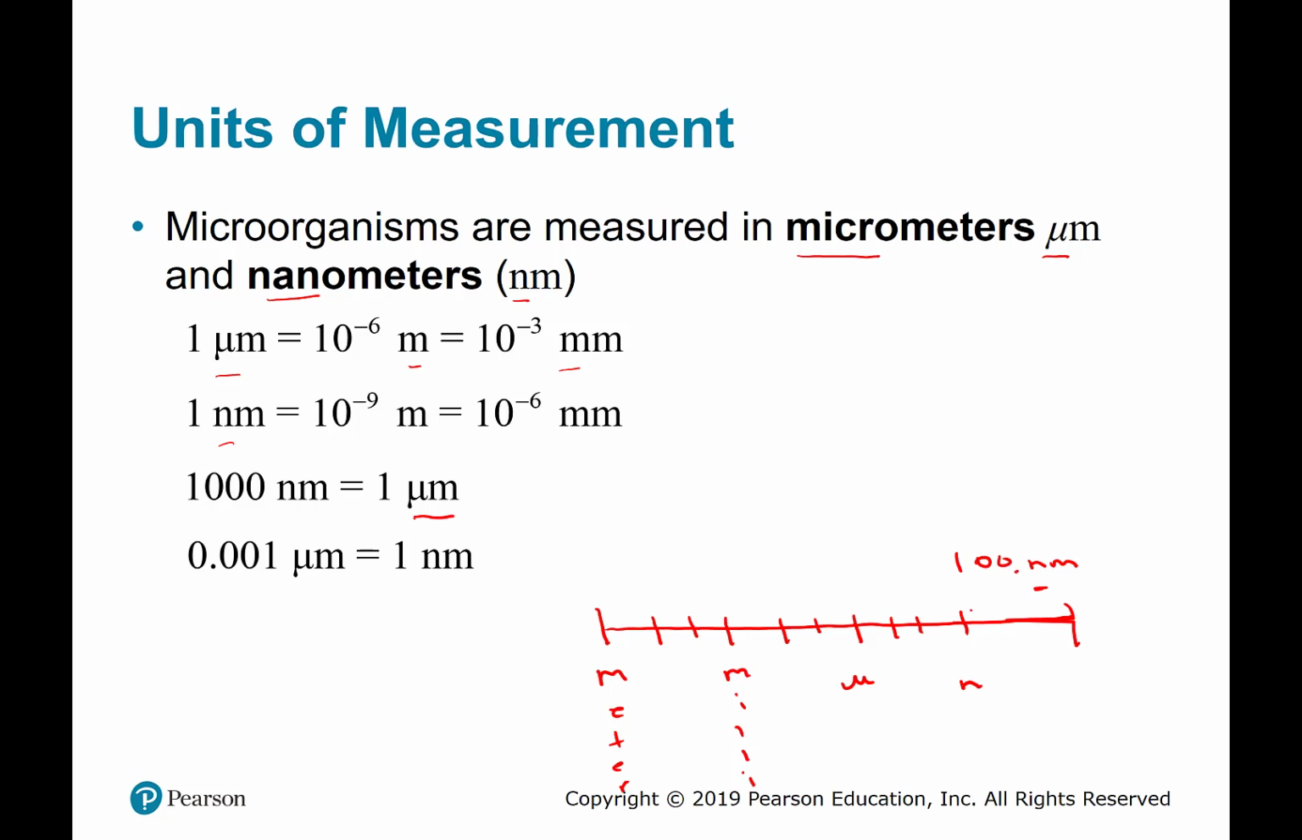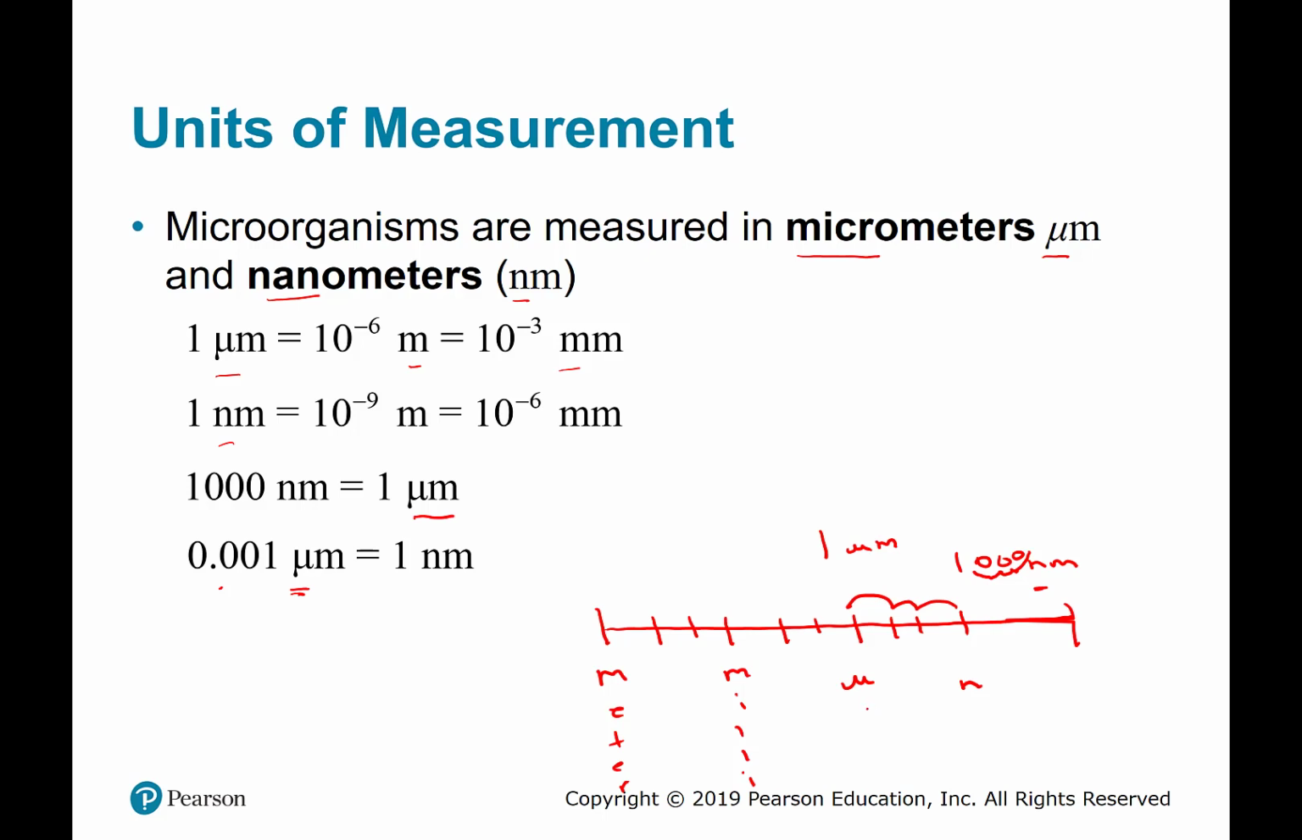We're going to move our decimal place 1, 2, 3 spaces to the right. So that's going to be 1,000 nanometers. We're going to move it 1, 2, 3 spaces to the right, so that would be equal to 1 micrometer. And let's say we want to convert 0.001 micrometers to nanometers. Now we're going from a relatively larger metric unit to a much smaller one, and so we're going to move our decimal place to the right.